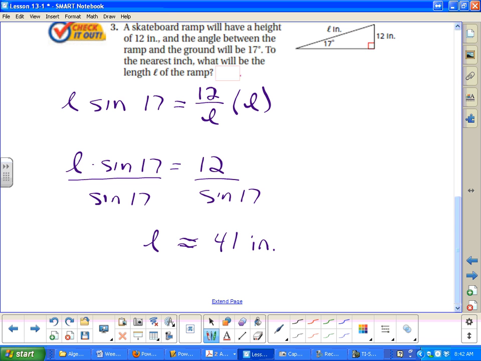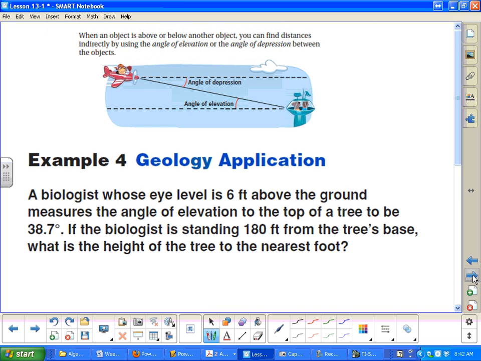And in reality, it should be quite a bit longer, right? Because if the 12-inch side is across from just a 17-degree angle, that's not a very big angle. So that means that the hypotenuse is going to be quite a bit longer in this case. All right? So let's look at another one.